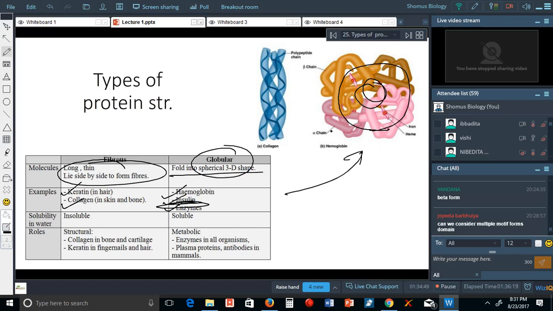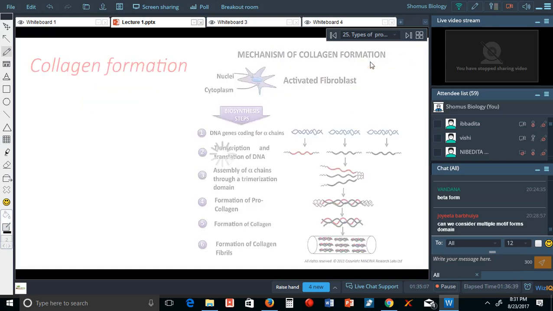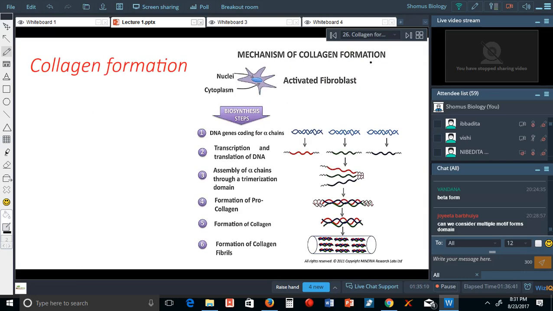So globular proteins are soluble because they have hydrophilic amino acid surroundings. Fibrous proteins are insoluble, okay, because the job of fibrous proteins is different, to provide structural strength. For example, collagen in bone and cartilage, keratin in fingernails and hair. On the other hand, globular proteins always work inside the cell, or let's say in the case of hemoglobin, they're working in the blood.